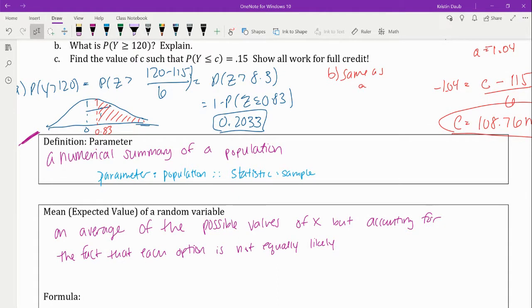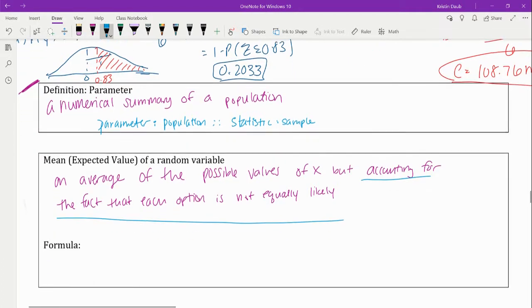Another word that you'll hear me use is expected value. Actually, that's the more common word that we'll use, the expected value of a random variable, but it's the same thing as the mean. And what you're going to do is it's just like a regular mean where you take the average of all your values, but this time we're going to account for the fact that each option is not equally likely to happen. Some options are more likely than others. What do I expect to happen, expected value, if one option is maybe more likely than others?